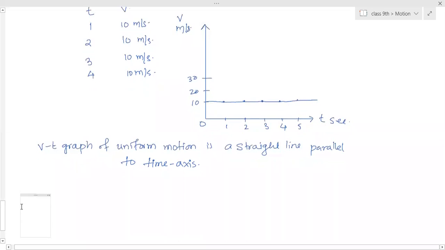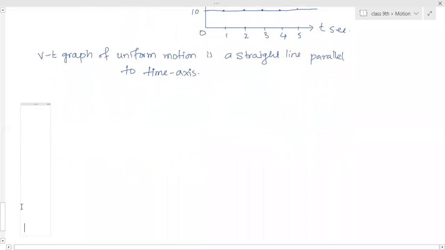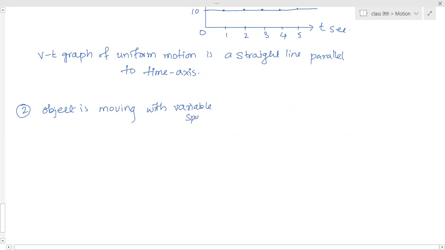Have you completed the earlier part, everyone? Now the next case is the object moving with variable speed. That is non-uniform motion. But the first condition is that the speed is changing equally. The object is changing speed equally.